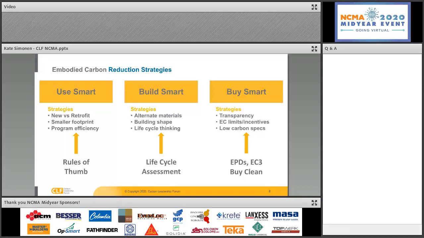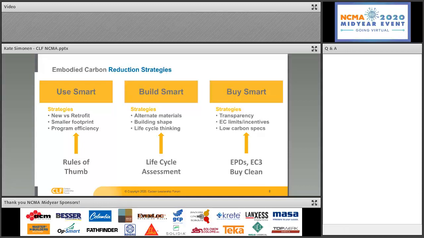When you're looking to reduce the embodied carbon of buildings, there are really three main strategies that people can use. The first strategy is about using materials smartly, and that would fit into Evan's presentation about resilient buildings. If you can design a building that you don't have to replace multiple times over its life, or you're retrofitting an existing building, or you build a smaller building, anything you can do to use less materials overall is probably the highest first choice for reductions.